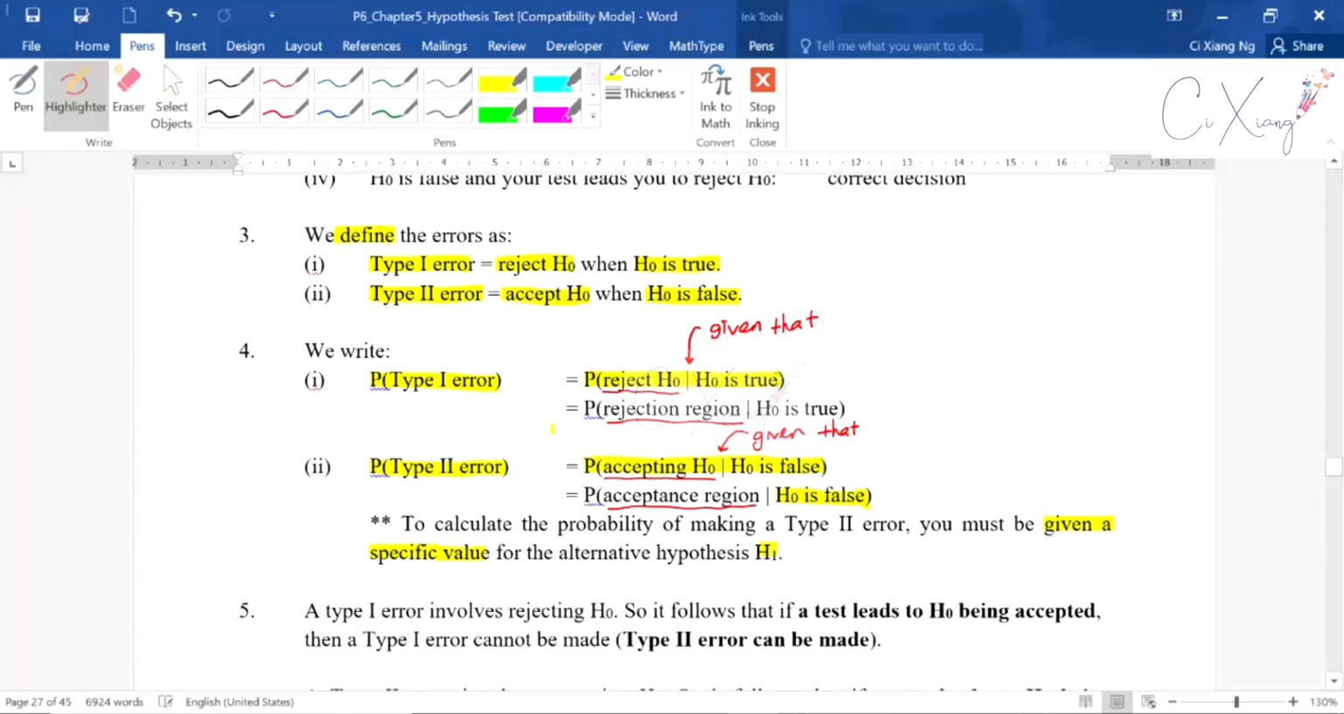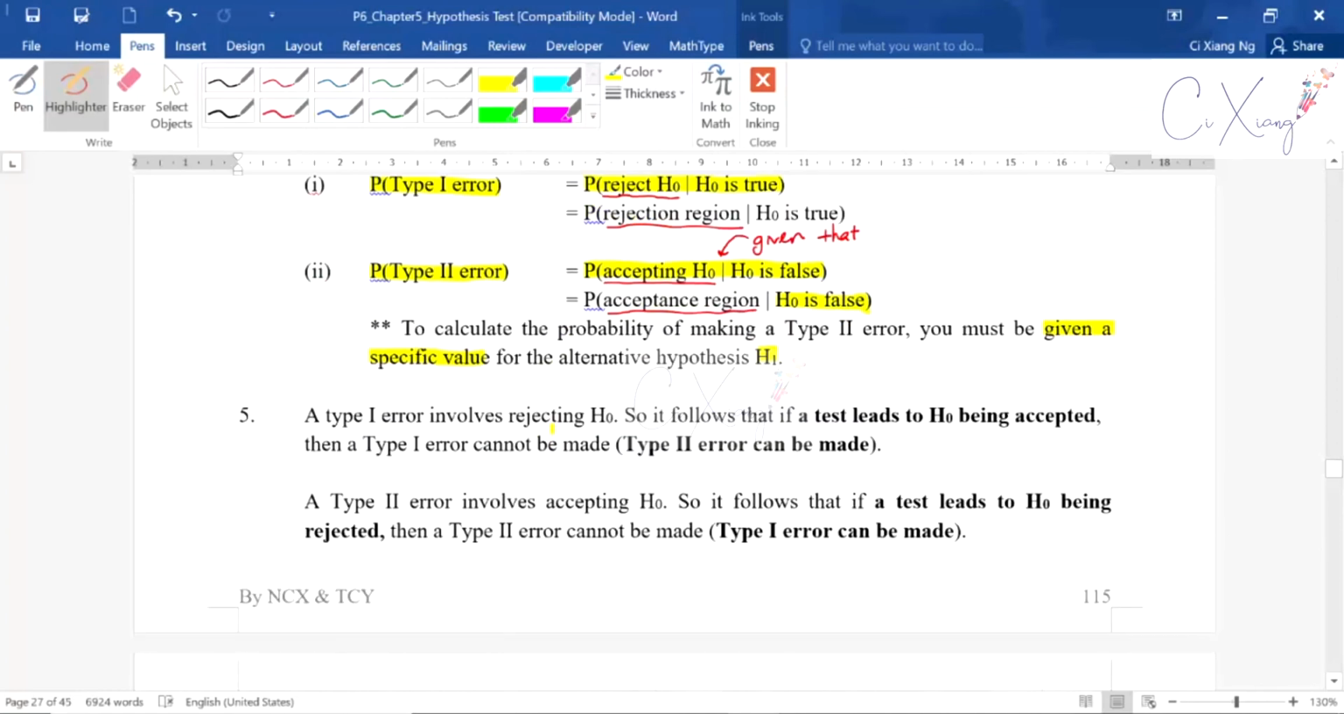Now, a type 1 error involves rejecting the null hypothesis. What kind of error is this? It means that you reject the null hypothesis when the null hypothesis is true. So that means when you run a test and your final decision is to accept the null hypothesis, then you cannot make a type 1 error, you can only make a type 2 error. The same thing happens: a type 2 error means that you accept the null hypothesis when the null hypothesis is false.